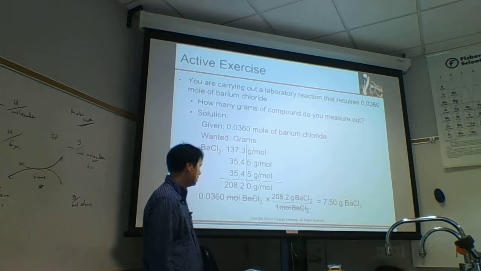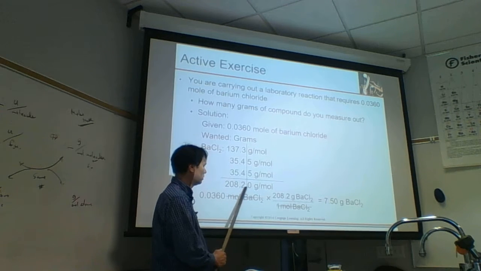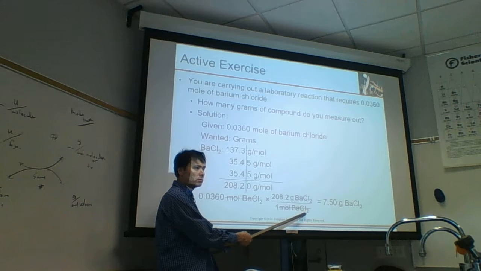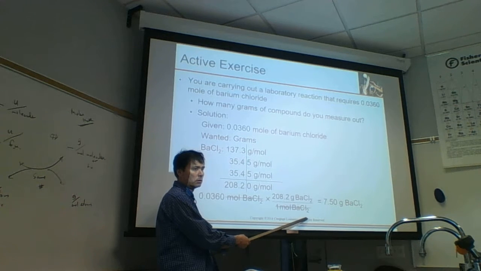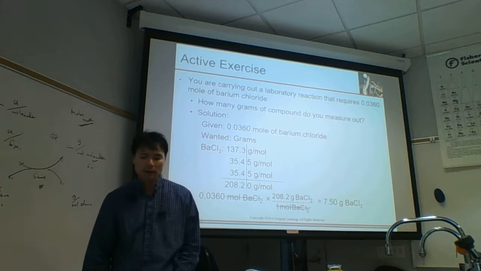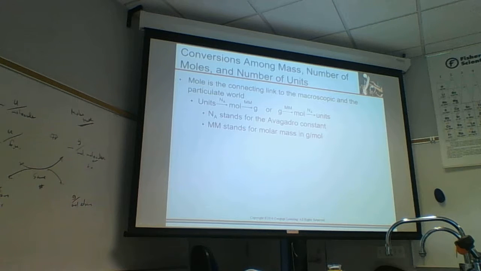I like that thinking. And so here we have 0.0360 moles. Well, it's going to be 208.2 grams of barium chloride per mole barium chloride. Molecules or formula units in this case? Does barium chloride form molecules or does it form formula units? It forms ionic compounds, so it'd be formula units. Formula unit can be used for molecules as well, but it would have to be used for ionic.